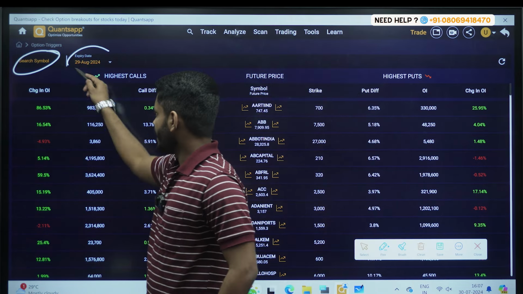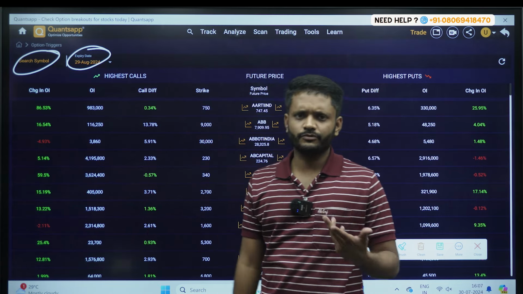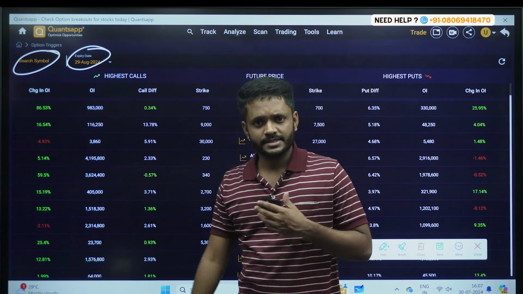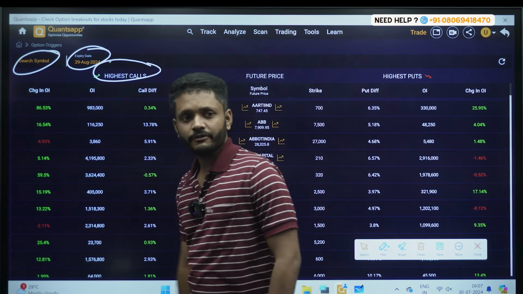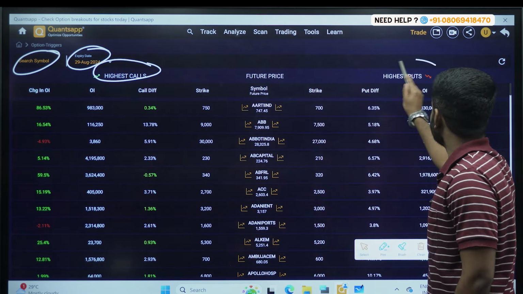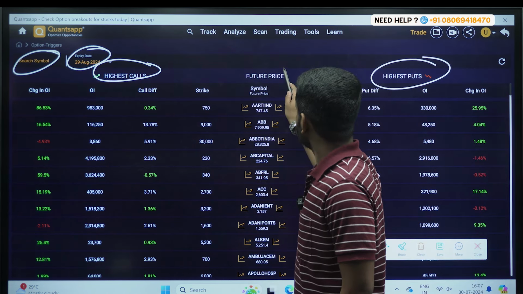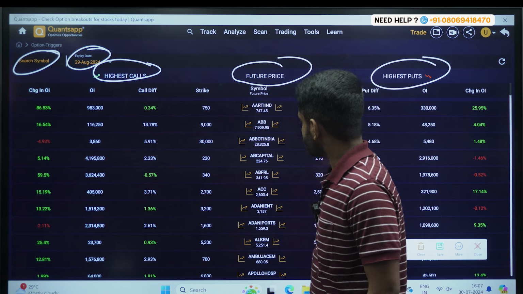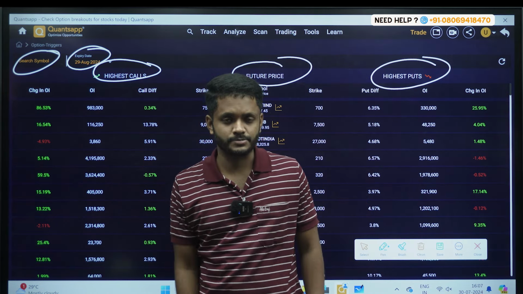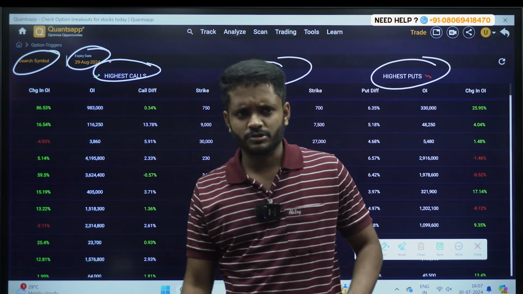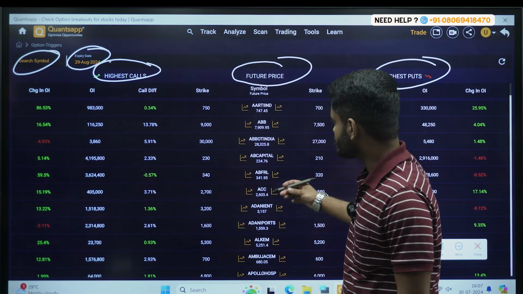Now expiry. If you're trading stock specific, you have monthly expiry. If you're trading in index, you can select the expiry as per your convenience. On the left hand side, we have highest calls, and on the right hand side we have highest puts. Now see the future price. This middle column consists of almost all the FNO scripts, approximately 187 FNO scripts. You can scroll and check out all the scripts over here.